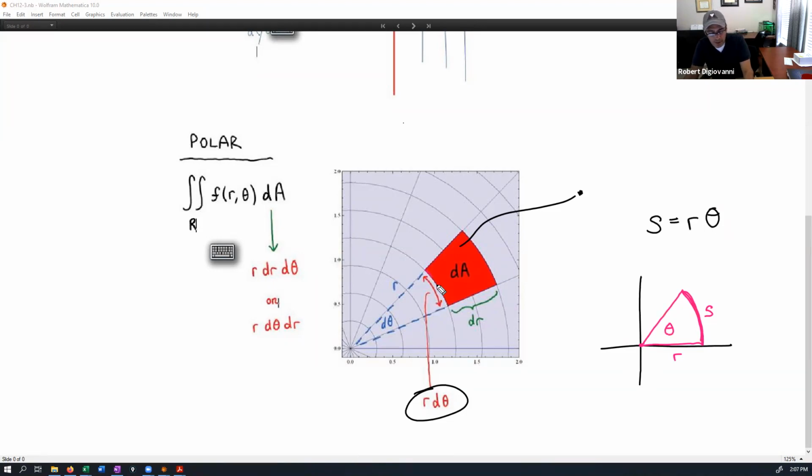So if we're trying to figure out the length of this little arc right here, we need to know how far we go out. Well, we go out r, and then the angle that we swing through is just a little infinitesimal change in theta. So if you multiply those together, you get r d theta. So if we want to know the area of the whole little patch, then we're going to do the dr times this, and that's where this comes from.